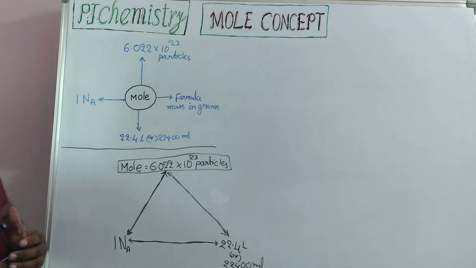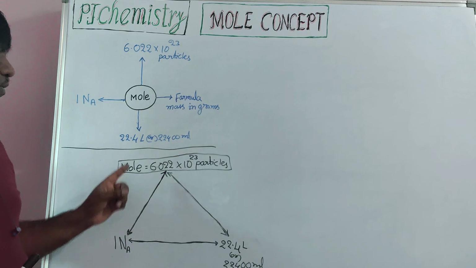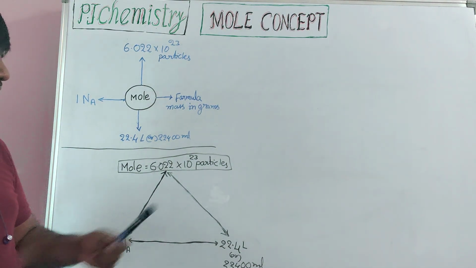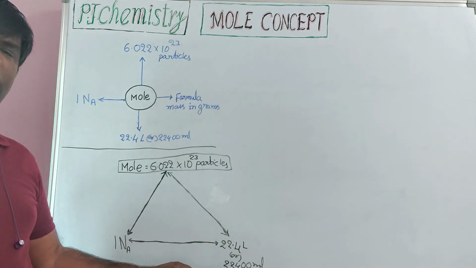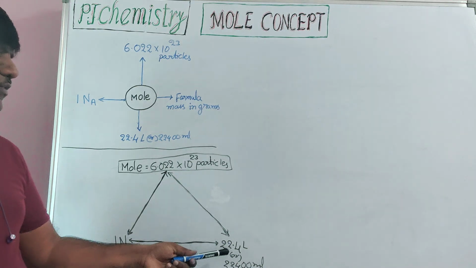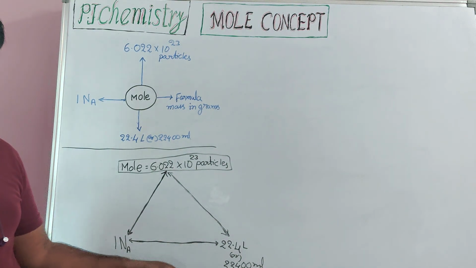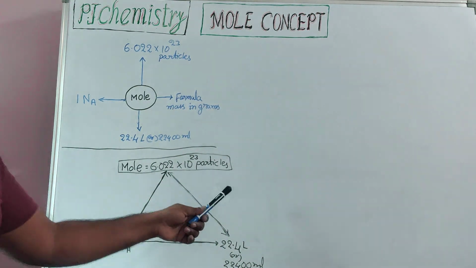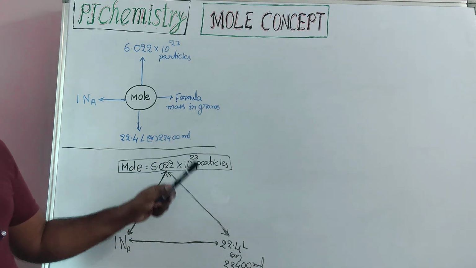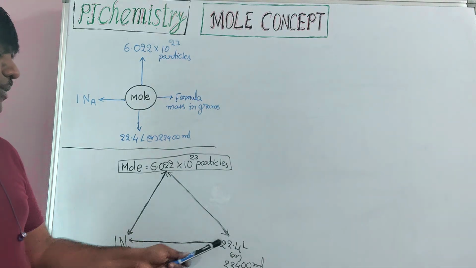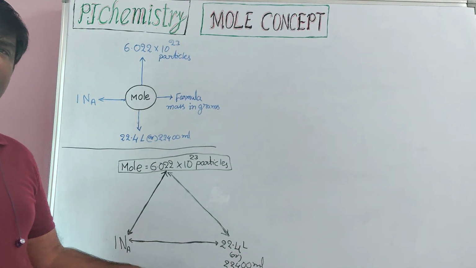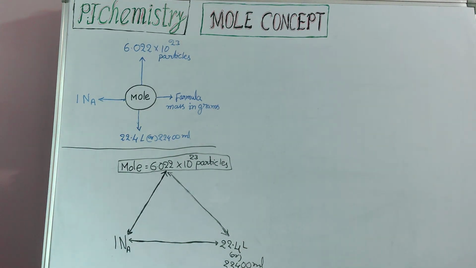Yes, children. Now see here, the relations they will ask. 1 mole of any gas occupies how many liters? 22,400 milliliters. 22,400 milliliters of any gas contains how many moles? 1 mole. 22,400 milliliters of gas contains how many particles? 6.022 into 10 power 23 particles. 6.022 into 10 power 23 particles of any gas occupies how many liters? 22.4 liters. Okay, liters means 22.4, milliliters means 22,400 milliliters.